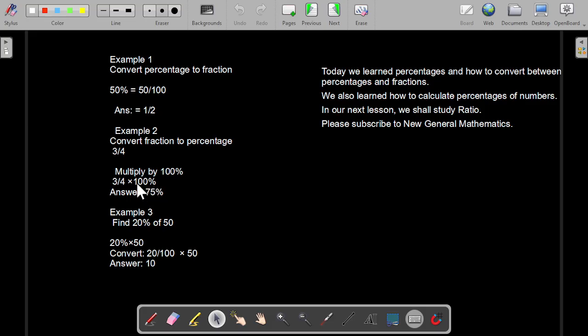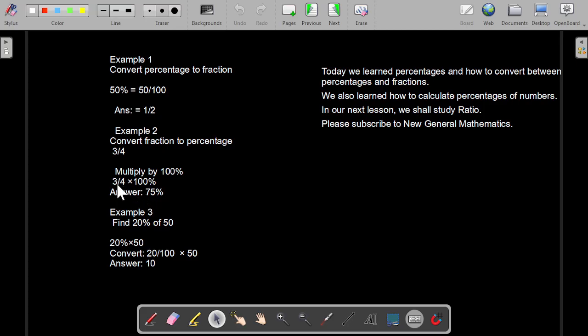So here, multiplication will have to come into play. Now, you have 3/4 multiplied by 100%, or by 100. So let's see. If you divide this now, it will give you 75. How come? Let me explain to you.